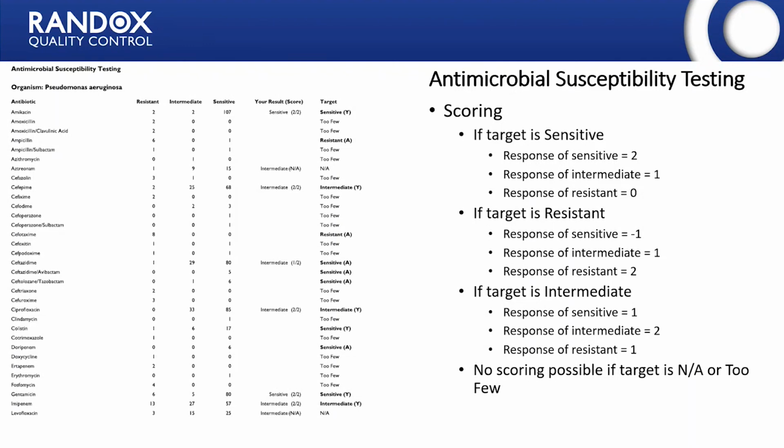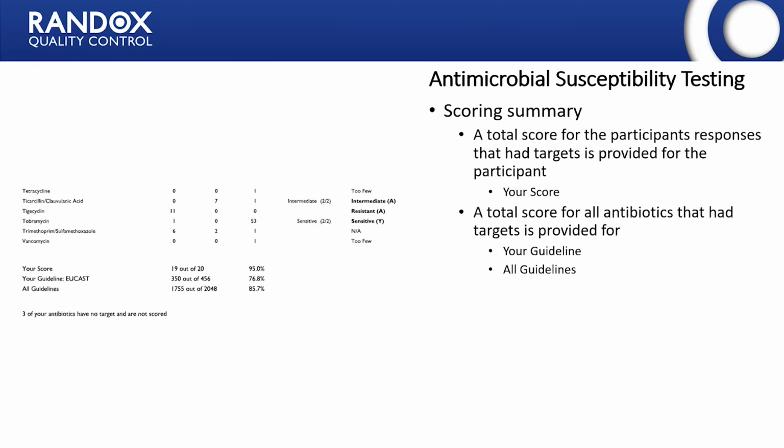If there's no scoring possible, that is, if there are too few results or it's NA. So that's the way the scoring works for the AST, and that covers basically 2 pages. At the bottom of the next section is a scoring summary where we just total that all up.